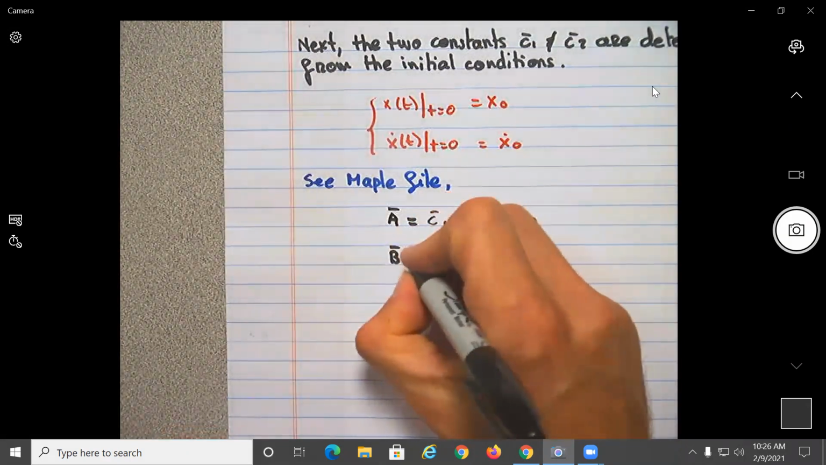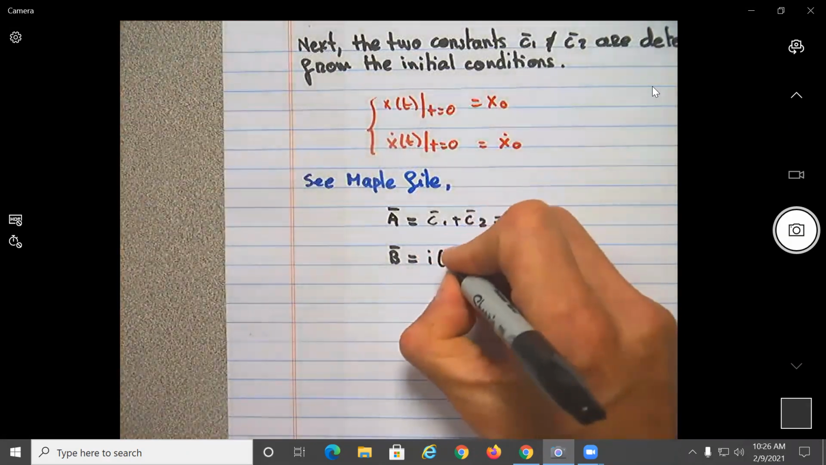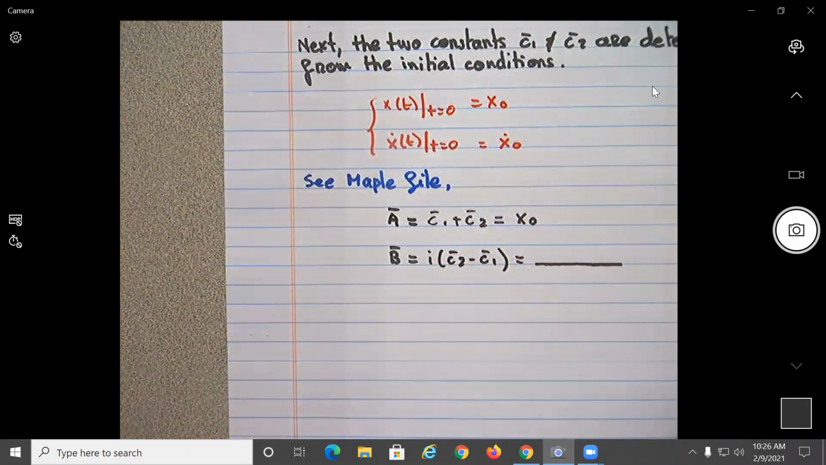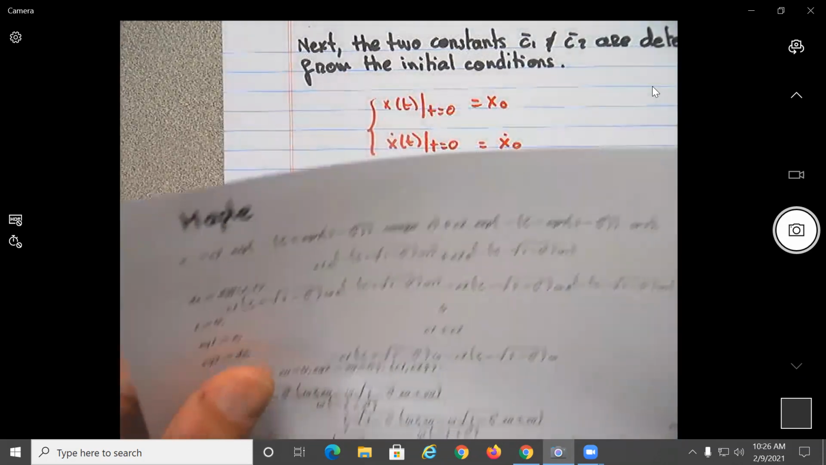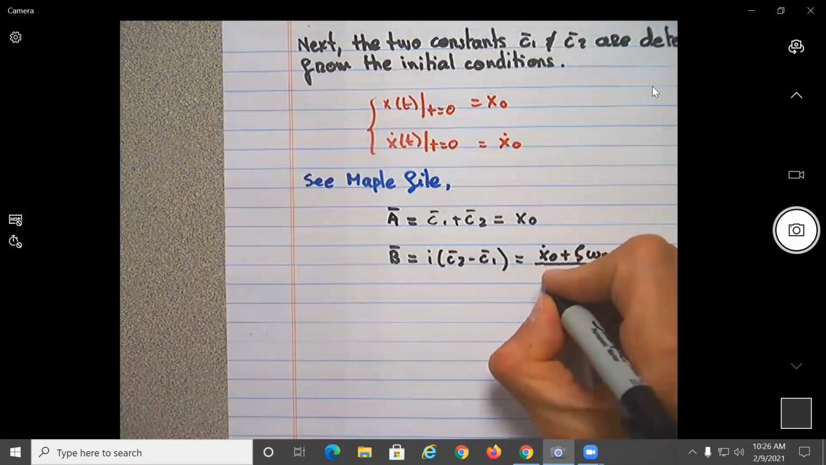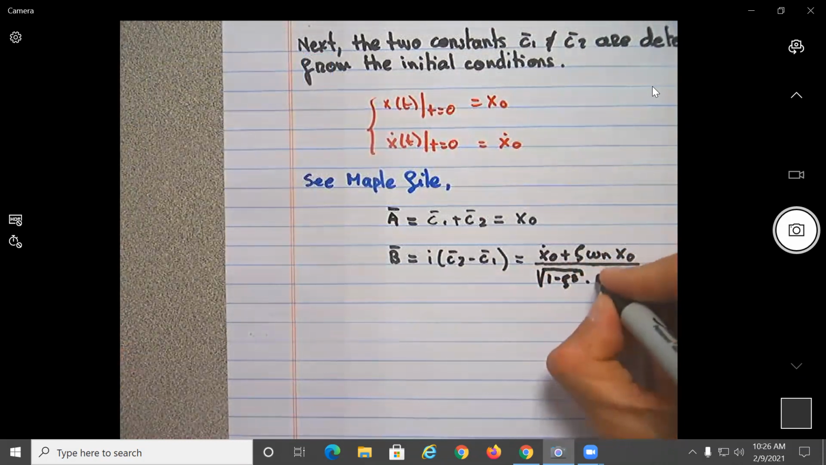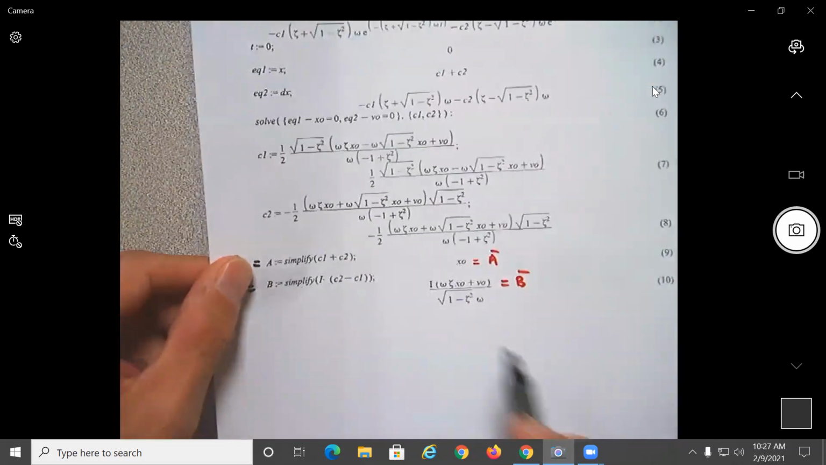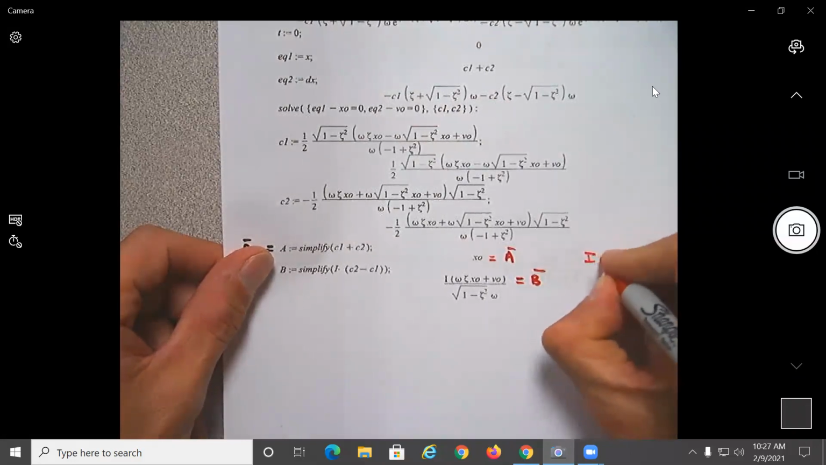and that B bar, which is equal to I times (C bar 2 minus C bar 1), is equal to X dot sub naught plus C omega n X sub naught, divided by square root of 1 minus C squared times omega sub n, and all these terms should be a complex number I. Okay, I'm just copying this one. This capital I here is the letter I.